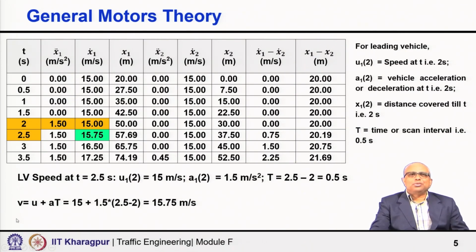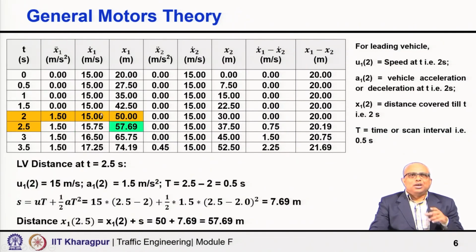The remaining is simple. V equal to u plus a t: you put the u value as 15 meter per second, a as 1.5 meter per second square, and capital T equal to 0.5 seconds, or 2.5 minus 2. So, you get 15.75. This cell you get. And now, using the same approach, you can calculate all the remaining cells in the same column. So, column 1 is input, column 2 is also direct input, column 3 we know how to calculate. Now, next go to column 4.